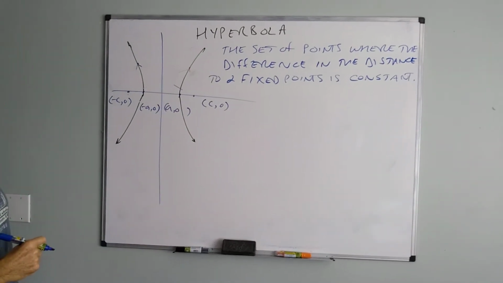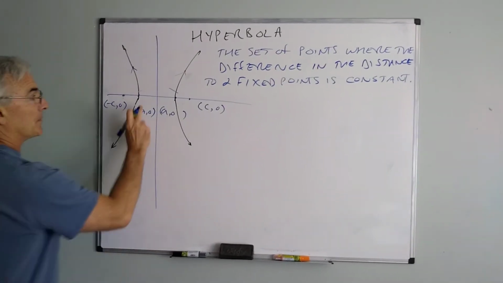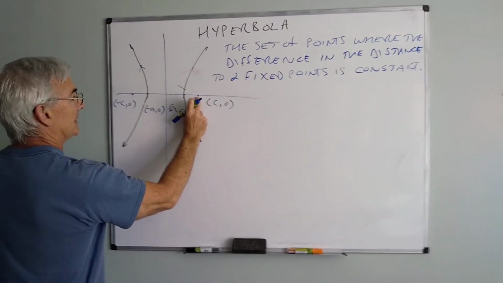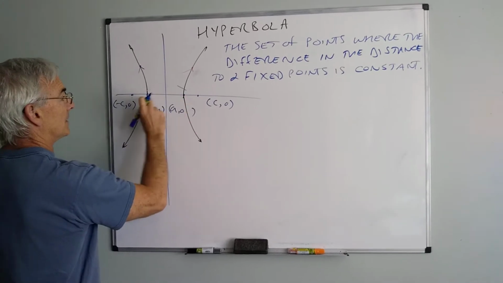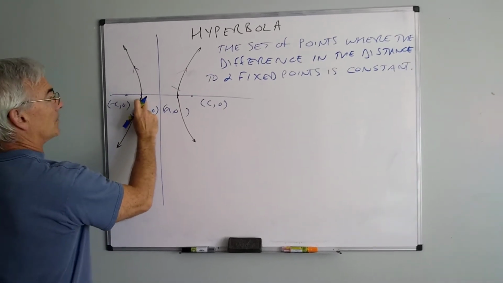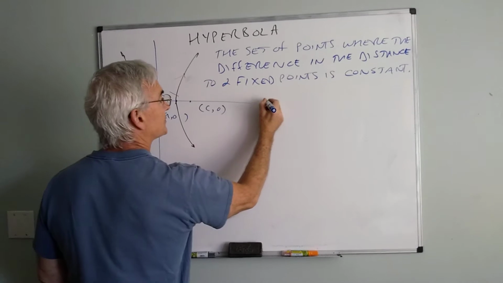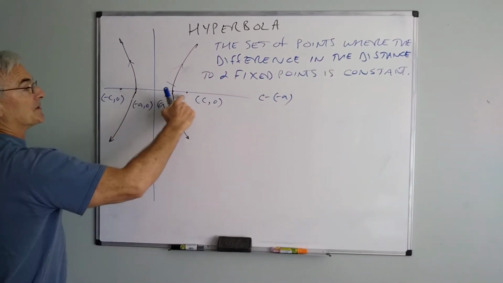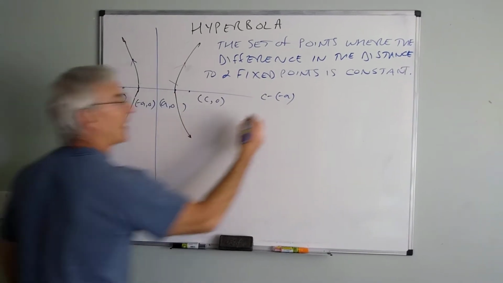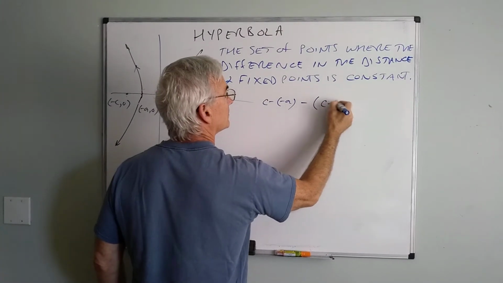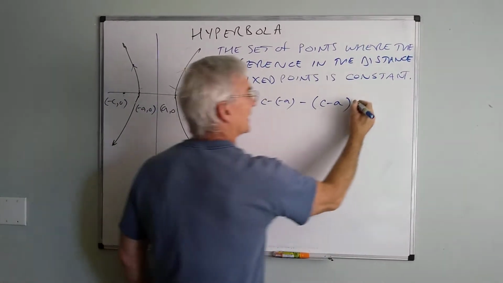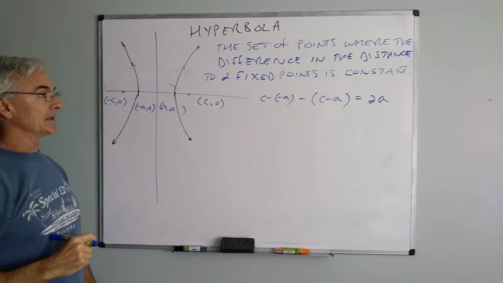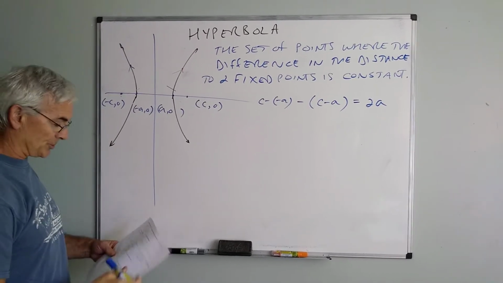Now, it's very similar to the ellipse in that the way I set up the relationship between the a and the c is if I take the difference in this point to here, that difference right there is c minus negative a. Now the difference from this point to this point is c minus a. And when I perform this, I get exactly 2a, which is interesting because that's the same value we got in the ellipse, except this time c is larger than a.